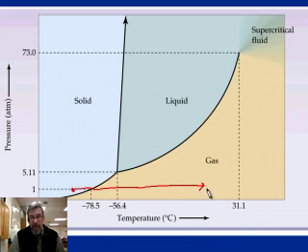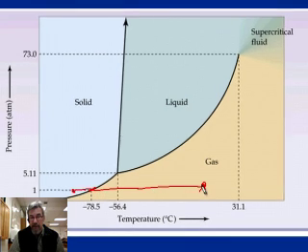So what's happening is I'm heating up a solid, then I cross this line, it's a phase change, I sublime it all, turn it into a gas, and then once it turns into a gas, I'm heating it up to my final temperature.